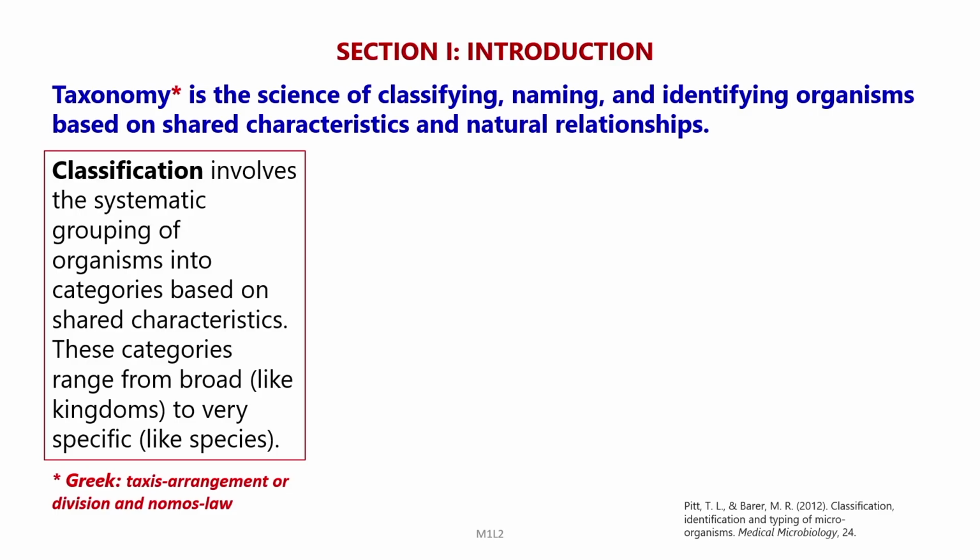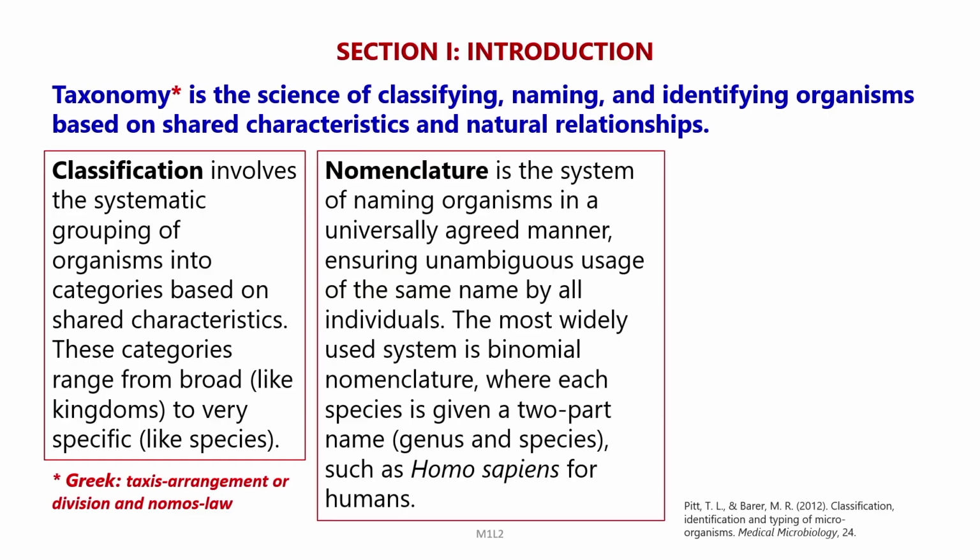The number one thing is classification. This involves the systematic grouping of organisms into categories based on shared characteristics. These categories can range from broad, like kingdom, to very specific, like species. The second important thing in taxonomy is nomenclature. This is a system of naming organisms in a universally agreed manner.